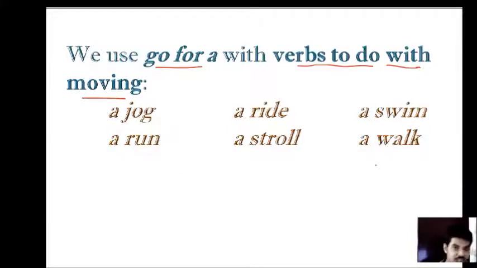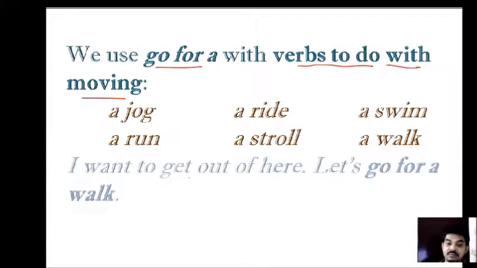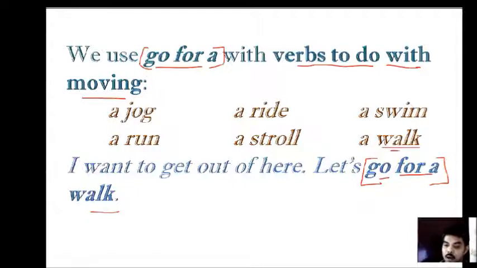We have already checked them in our previous examples, but here we are going to have another. I want to get out of here. Let's go for a walk. So go for a, this is the expression that would be used, and with this we have conjugated what? Walk. So that's how we form the sentences.